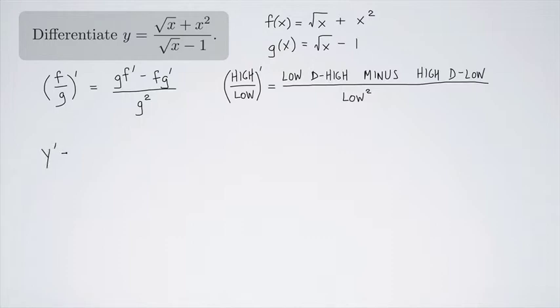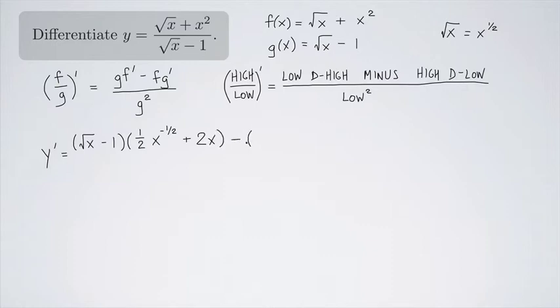So I have y prime equals, first I have to take g by itself. So that would be the square root of x minus 1. Then I have to multiply that by the derivative of f. So the square root of x, that's really x to the 1/2 power. Remember, square root of x is the same thing as x to the 1/2. So that would be 1/2 x to the negative 1/2, according to our derivative rules, plus 2x.